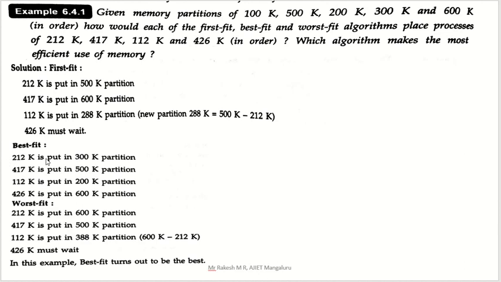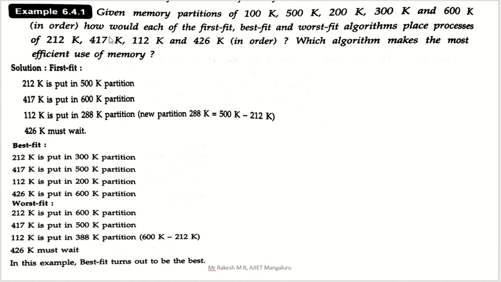Best fit method means the smallest frame that fits. First, 212. Which is the smallest frame that fits 212? We can't put it in 100. 500 we can, but compare with the others. 200 we can't put it in, it is too small. 300, yes, we can put 212 here. This is small enough, so we put 212 inside 300.